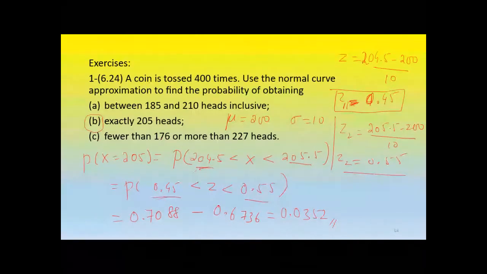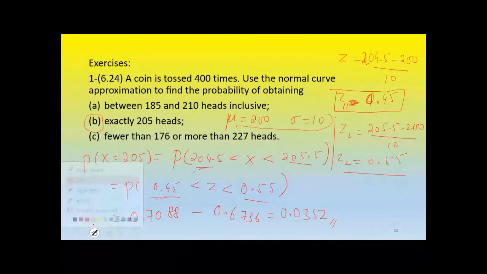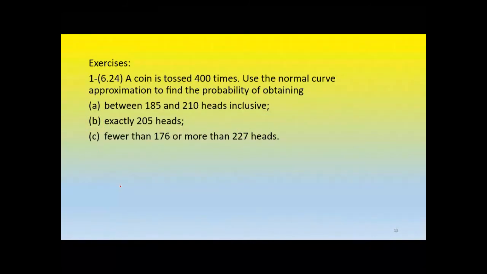Case C, fewer than. Okay, you should remember only mu and sigma. Everything else we will find. Case C, again I write here, mu is 200 and sigma is 10. This is the information we know. Fewer than, X is less than 176, or more than 227. Or stands for addition. They are exclusive. What do you mean by this? This is the normal curve.